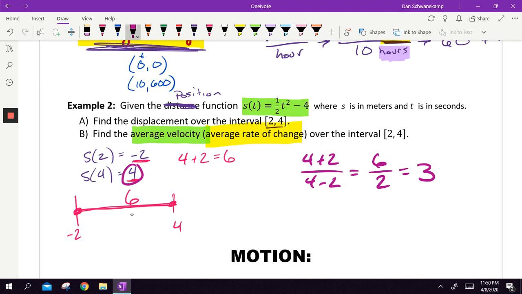This 3 right here is going to represent my velocity, my average velocity over that time period. I took the displacement on top. This was my displacement, and I divided by time. That tells me my average velocity.